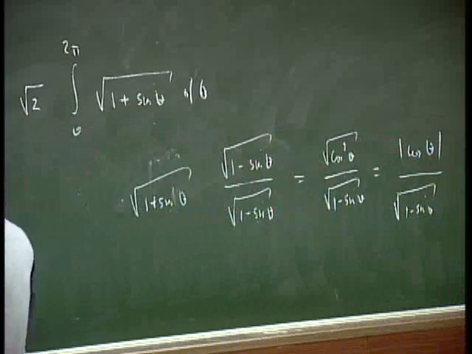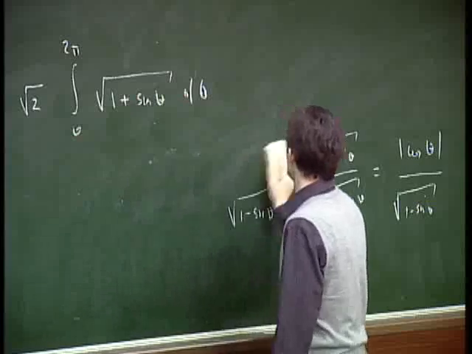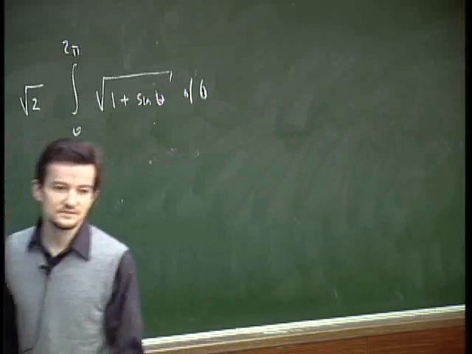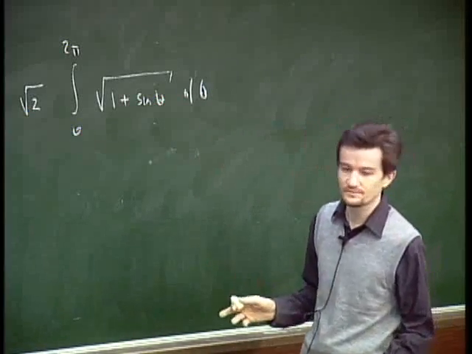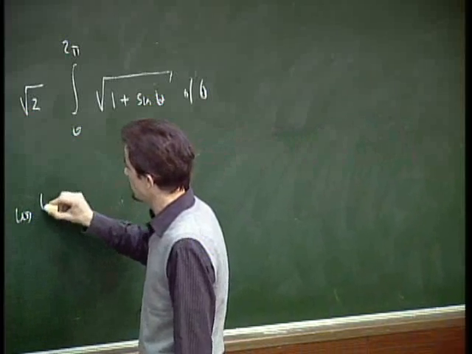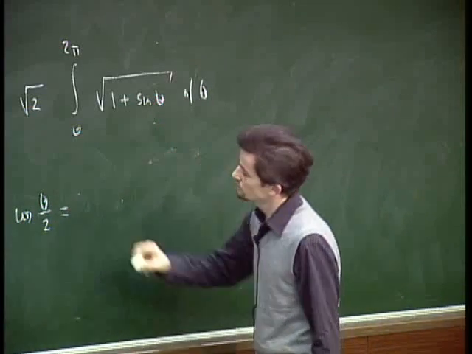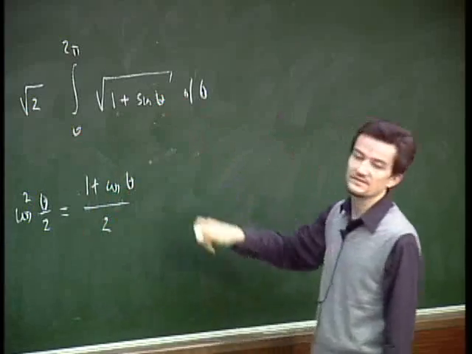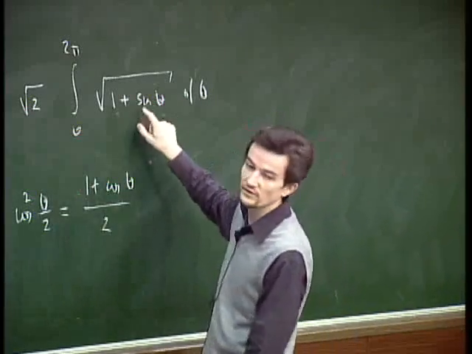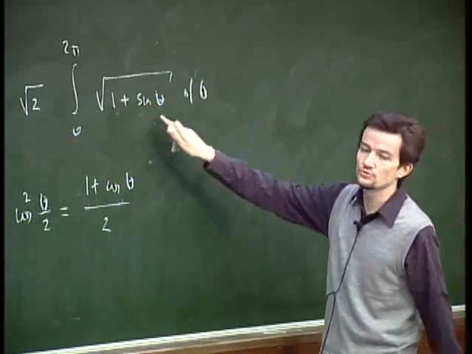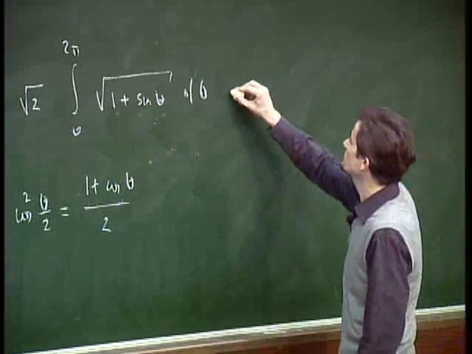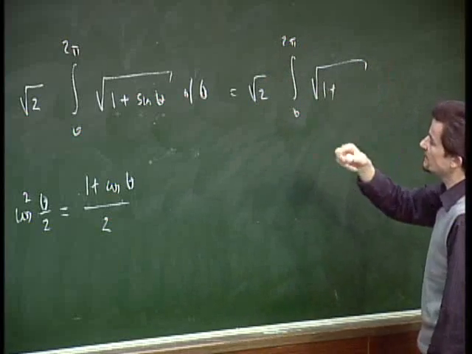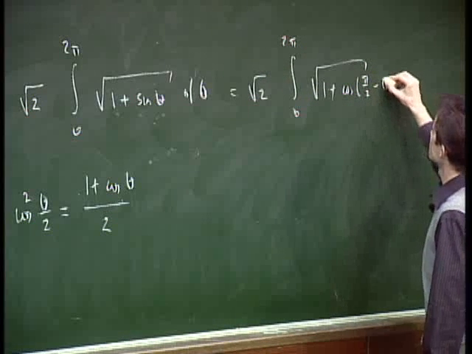But of course, there are many other ways to compute this. Maybe another way, which I would prefer if I see such an integral, is using half-angle formulas, because you know that the cosine squared of theta half is equal to 1 plus the cosine of theta, halved. But here you have 1 plus the sine of theta. If you take the square root here, you almost have the integrand. It's easy to switch from the sine to the cosine, so this is equal to the square root of 2 times the integral from 0 to 2 pi, and then you just replace the sine of theta with the cosine of pi half minus theta.